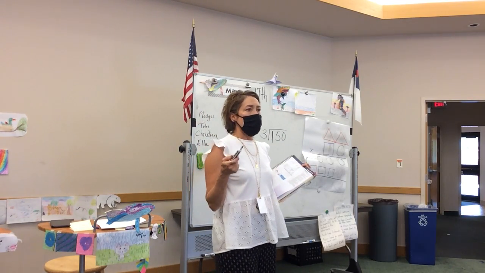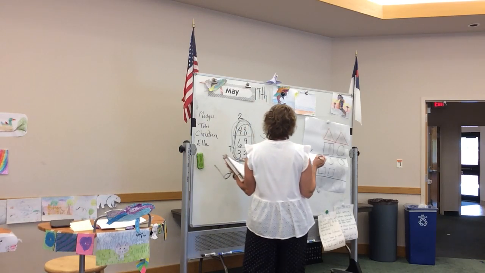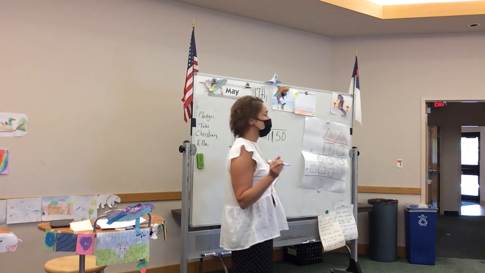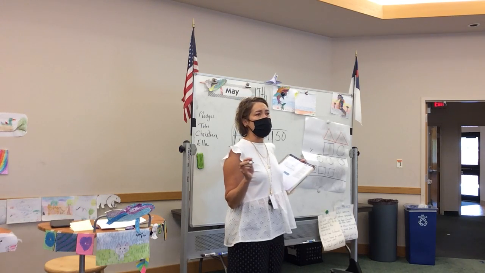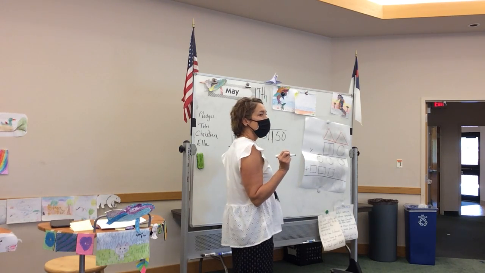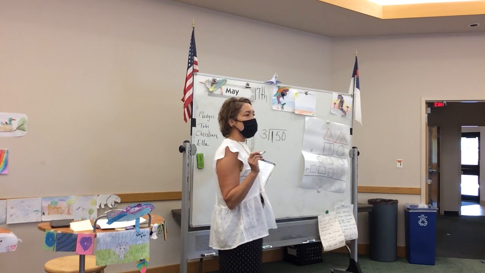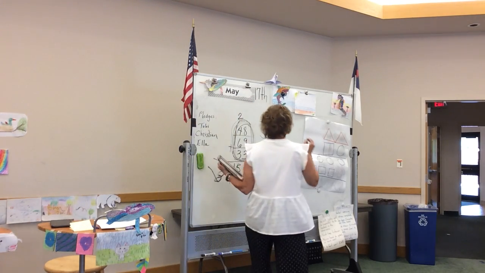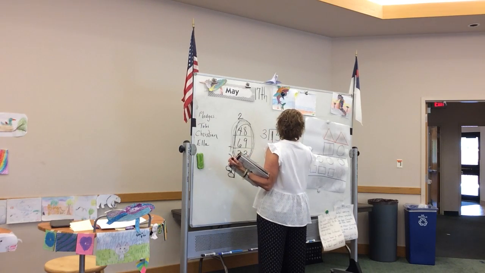But, all right, so what is 150 divided by 3? How many times does 3 go into 15? Owen. How many times does 3 go into 15? Owen. 5 times. 5 times 3 is 15.